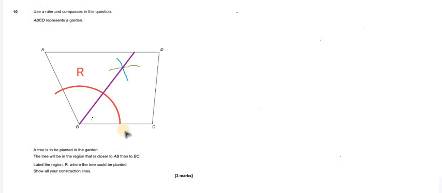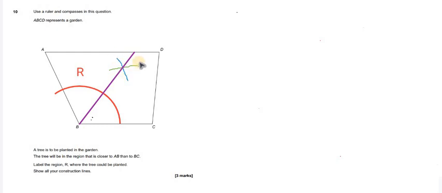That arc has to cut AB and has to cut BC. Okay? Once you're done, don't change your compass. Put the sharp end of your compass on the point where the arc cuts AB and draw another arc out here. Okay? Once you've done that, put the sharp end at BC. Don't change your compass opening. Okay? Put the sharp end where the arc cut BC as well, and draw another arc out here.